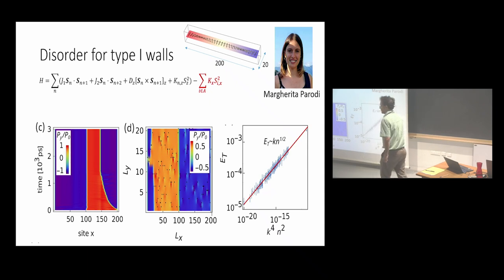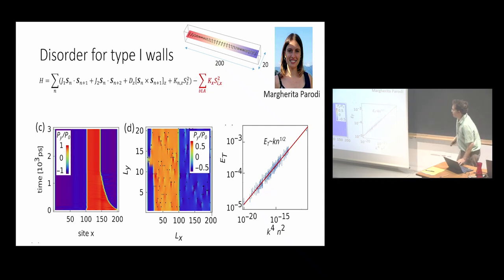This is work of Margarita Parodi, also in the audience. And basically as we move the wall through the disorder, you see sometimes some steps are created, and overall we basically compute ultimately the coercive field as a function of the strength of disorder and its concentration. So strength of this anisotropy and the concentration of these impurities where this term is included, right? And then this basically falls on this scaling curve.